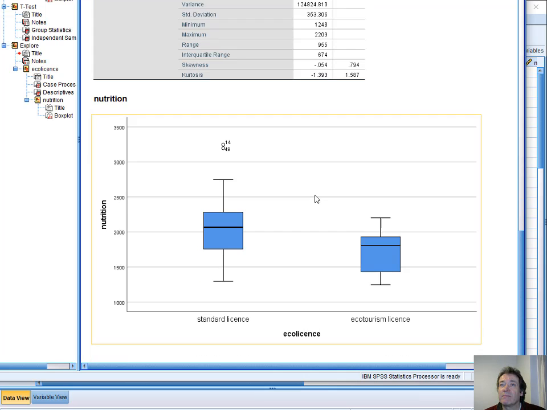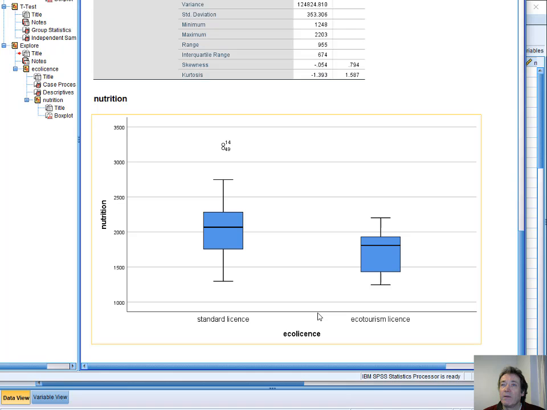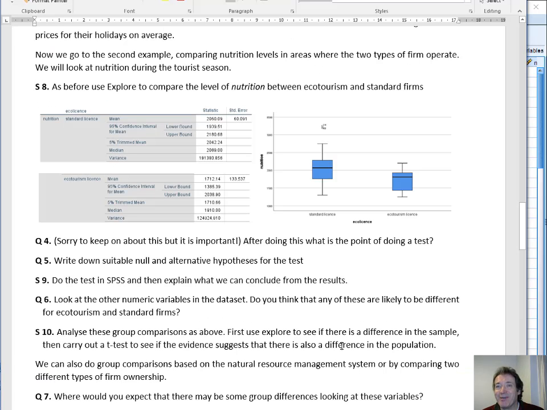And so we have it. Mean nutrition in the standard license area is 2,060 calories per person per day. Ecotourism is lower, 1,712 per person per day. And the median is also lower. Interesting. So it could be that ecotourism is happening in areas where people are poor for other reasons, or that they don't get so much money. We won't be able to conclude which, but those are two possibilities.